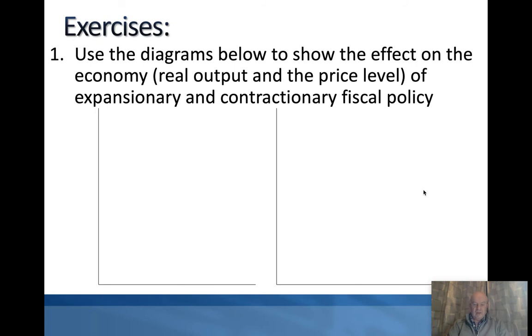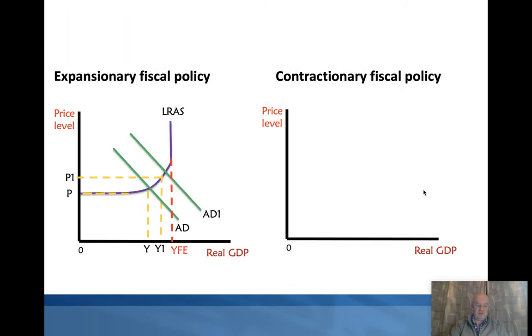Okay, so first one then: use the diagrams below to show the effect on the economy, both in terms of real output and price level, of expansionary and contractionary fiscal policy. So let's take a look at expansionary policy in the first instance. In this instance, I've got two axes. We've got real GDP along the horizontal axis, and the vertical axis is price level.